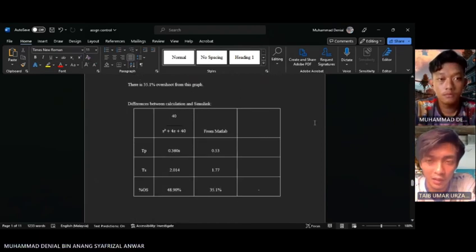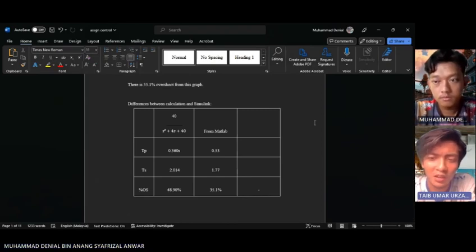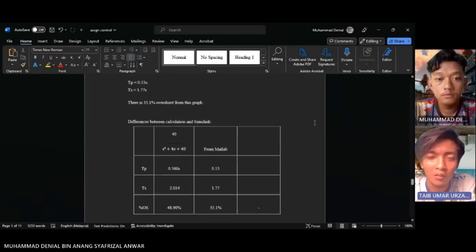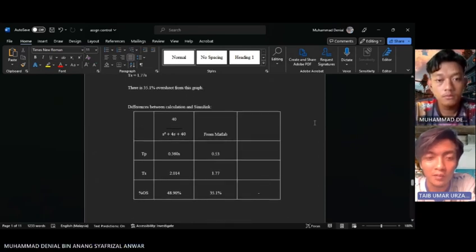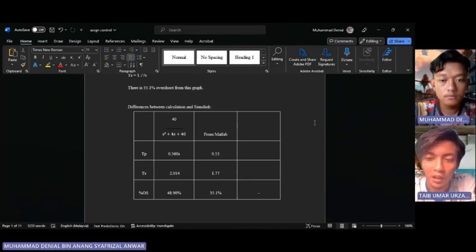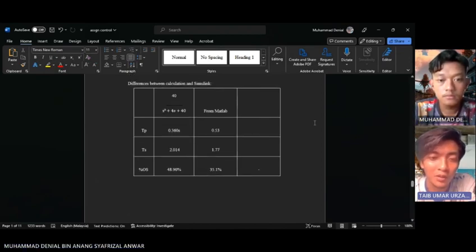From the transfer function, the peak time we get is 0.36 seconds, while from MATLAB it is 0.53 seconds. Our settling time from the transfer function is 2.014 seconds, and from MATLAB it is 1.77 seconds. Our percent overshoot from the transfer function is 48.9%, while from MATLAB it is 35.1%.